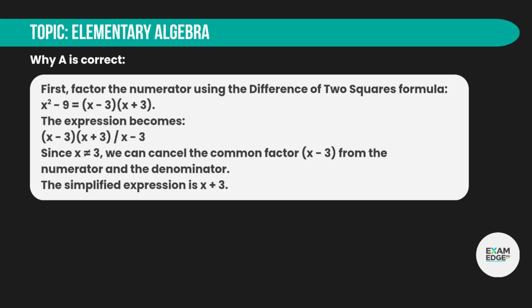Why A is correct? First, factor the numerator using the difference of two squares formula. X squared minus 9 equals x minus 3 times x plus 3. The expression becomes x minus 3 times x plus 3, over x minus 3. Since x does not equal 3, we can cancel the common factor, x minus 3, from the numerator and the denominator. The simplified expression is x plus 3.